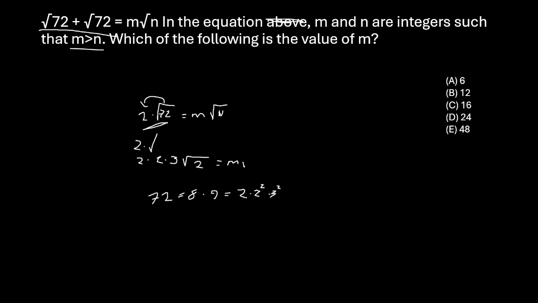So what's m? n would be 2. m would be 2 times 2 times 3. It's 4 times 3, that's 12. Answer is B.